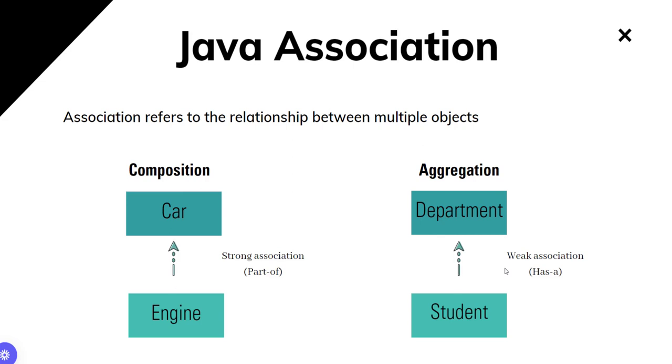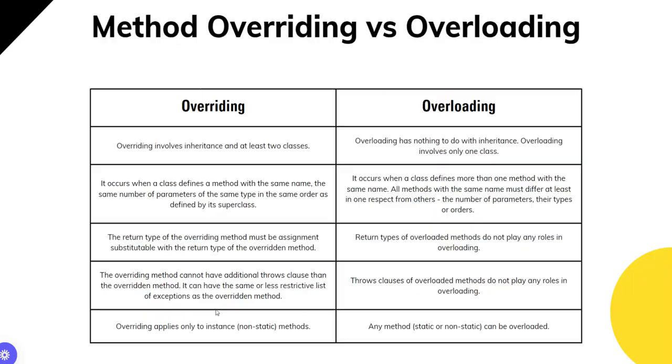In Java, association refers to the relationship between multiple objects. It can either be inheritance, composition, or aggregation. In our composition example, we see a strong association where engine is a part of a car. In our aggregation example, we see a weaker association where a department has a student, and a department can exist independently of a student. Without an engine, a car cannot run, and an engine is useless without a car.